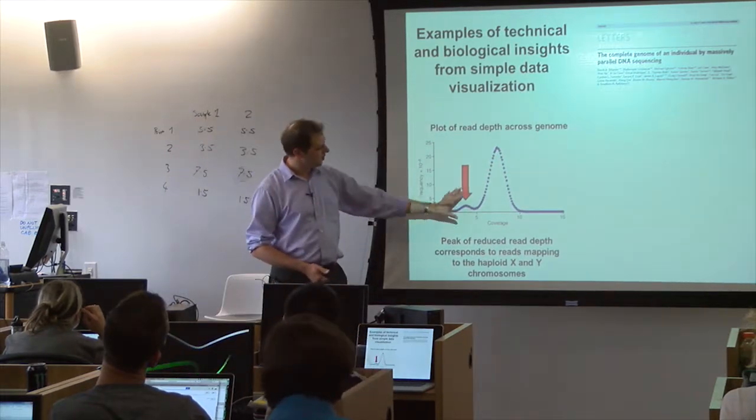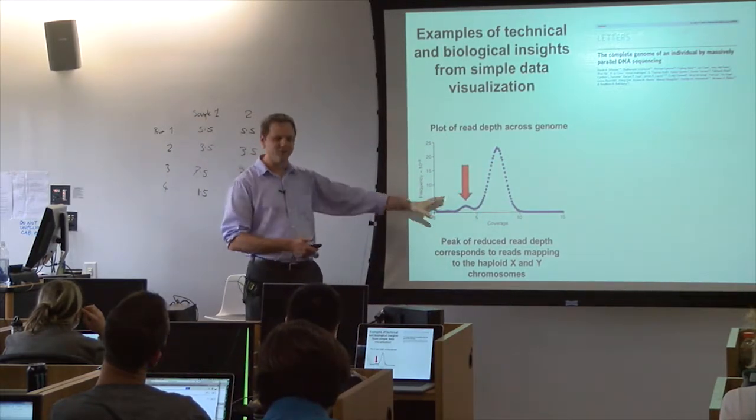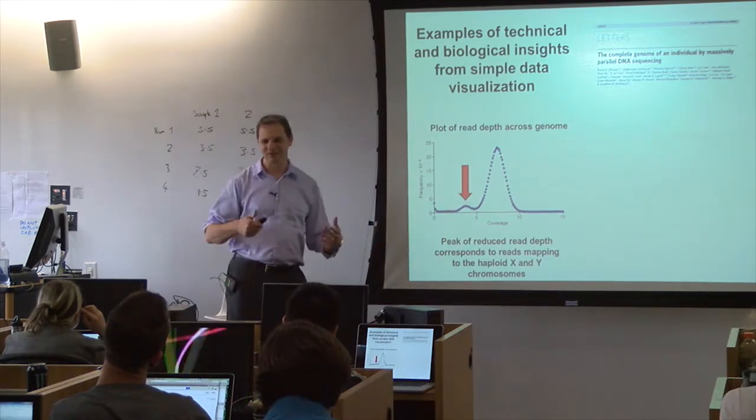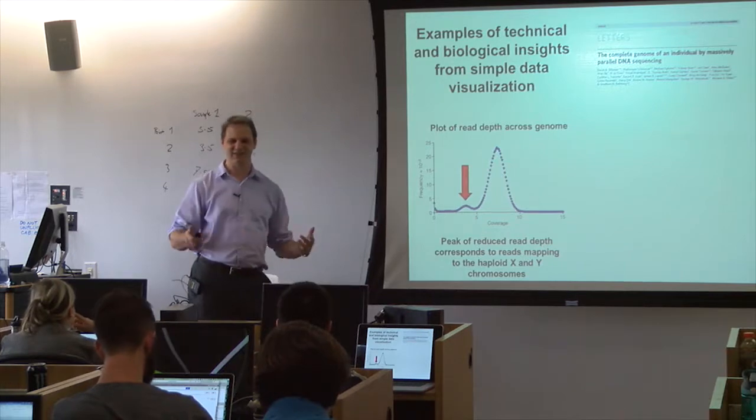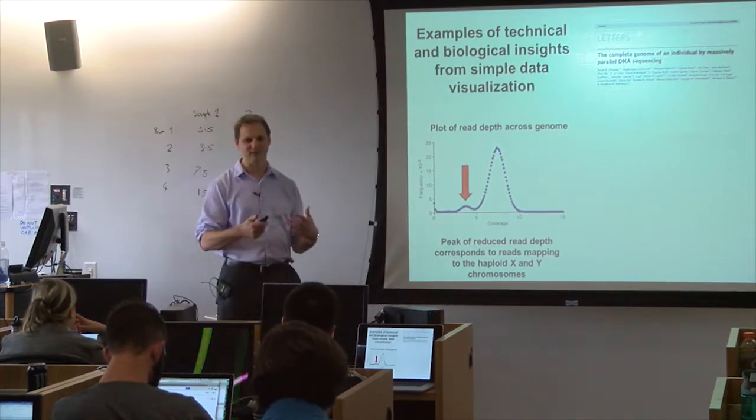So again, a simple plot like this, but it's benign. He's a man and he's got one X and one Y and not two of each. But it gives you some fundamental insights just into the biology and the experiment, and it makes sense.